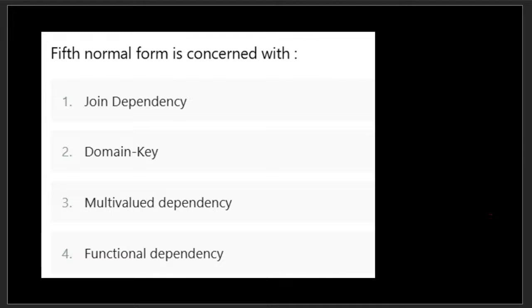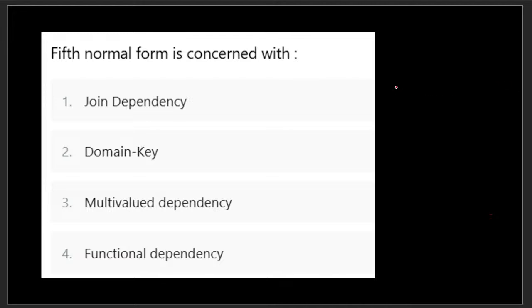A relation is in 5NF if it is in 4NF and all the joint dependencies in the relation are implied by candidate keys. And what does this mean? That a relation can be decomposed into smaller relations, and those relations can be joined to recreate the original relation without any loss of information. Then the relation is in 5NF.